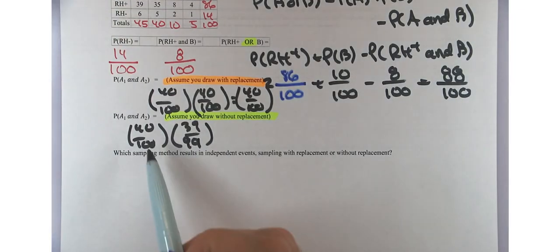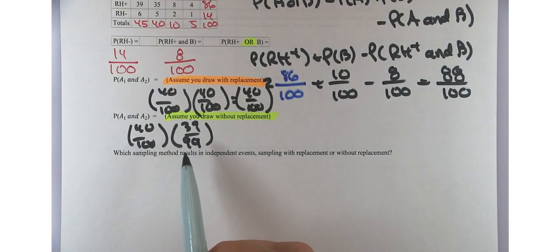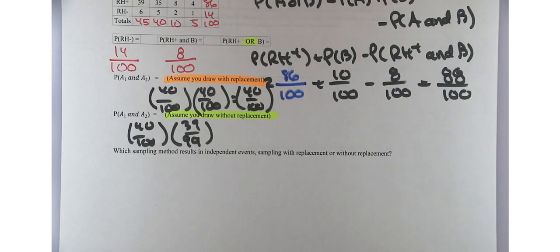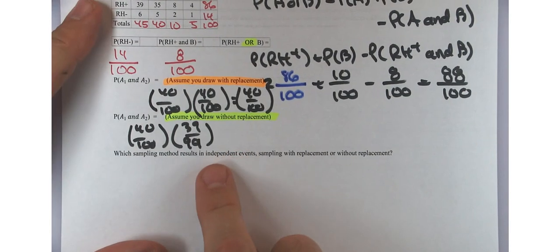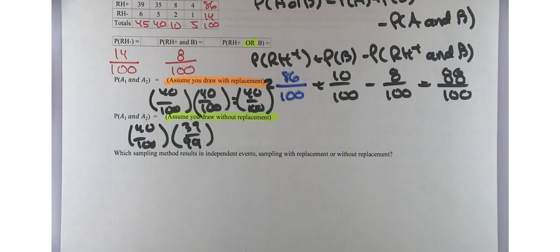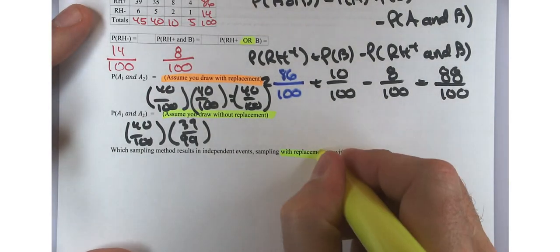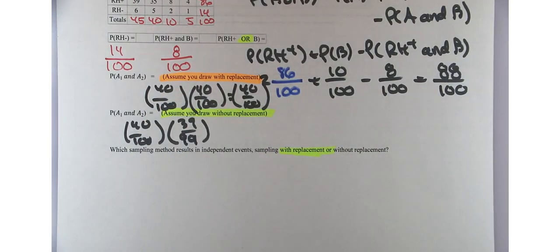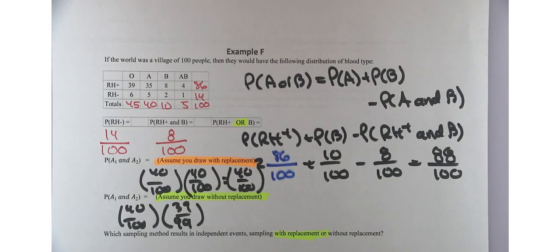So that second probability changed, right? Now, if what happens on the first event affects the outcome of the second event, then they're dependent events. They're no longer independent because what I did here changed what happened here. So these are dependent events. Which sampling method results in independent events, sampling with replacement or without replacement? With replacement. Because that second sample had the same probability as the first sample. Nice. All right. Are you comfortable with some of these calculations here? All right. Good deal.